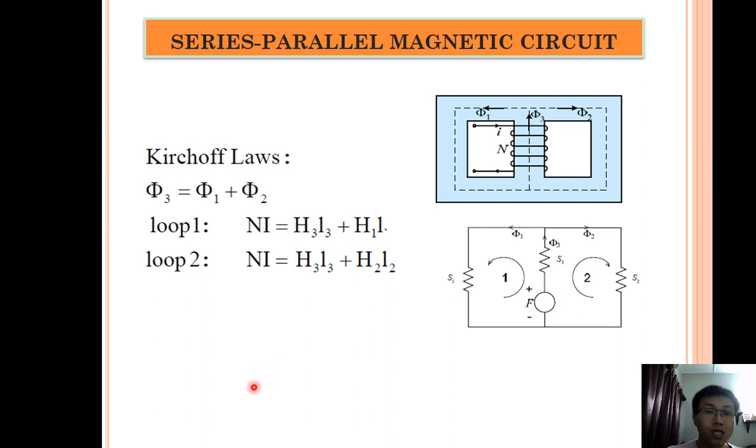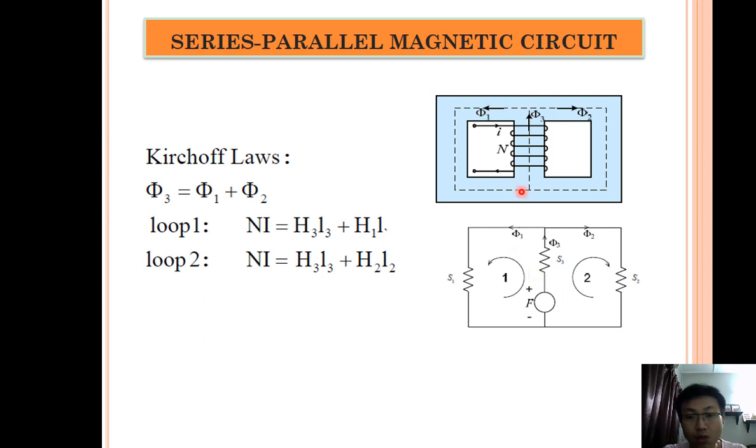So we can also do series and parallel magnetic circuits. For example, I have a solenoid, and I inject a current into the core, which generates a flux here, and then it splits into two sides. So flux 3, flux 1, flux 2. By using Kirchhoff's law, flux 3 is equal to flux 1 plus flux 2.